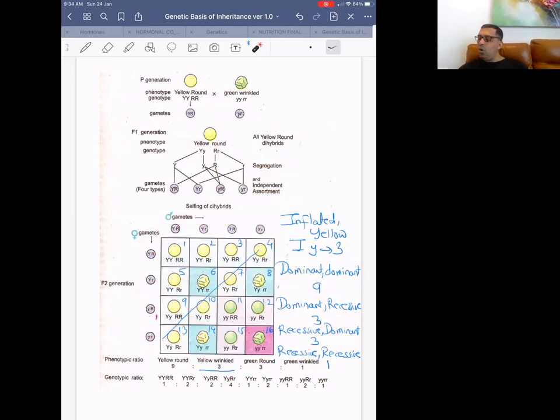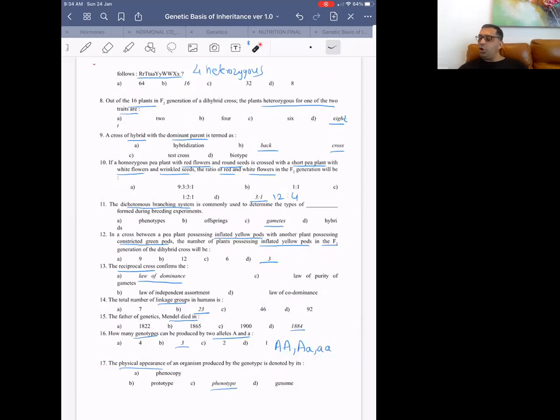The question asked was, what is the ratio of red and white flower in the F2 generation? The answer will be 12 is to 4. In other words, 3 is to 1.